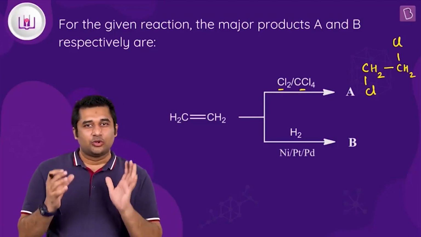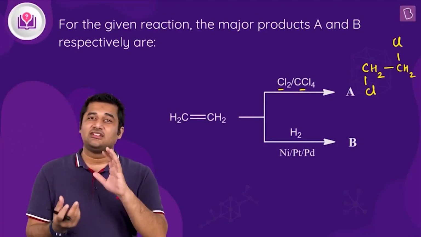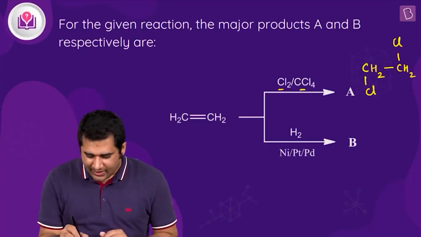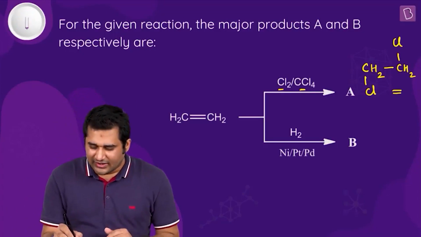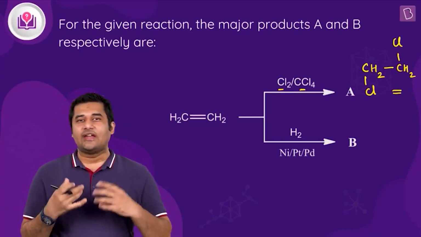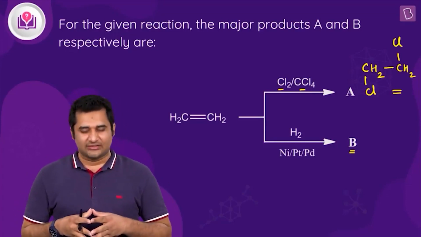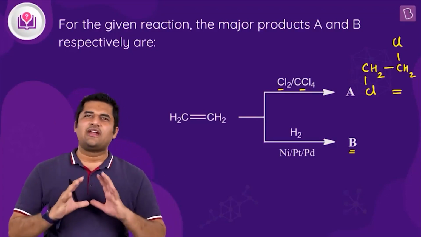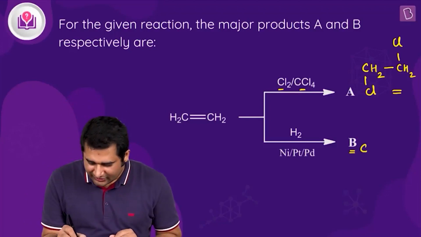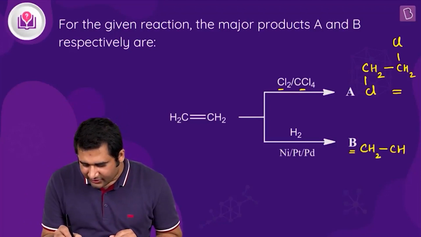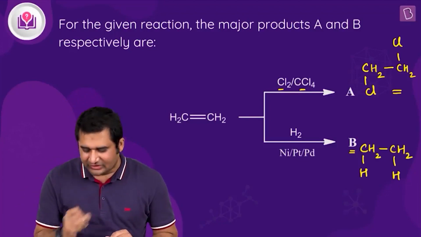That means the chlorines will attack from opposite sides. Let's say one chlorine is attacking from below the plane, then the other one will attack from above the plane. And this is the product for reaction A. That means the product A will be this particular molecule, which is 1,2-dichloroethane. Now moving to the reaction wherein product B is getting formed. So here it is simple hydrogenation in the presence of a catalyst, and we know this is a syn addition, which means in this case also the hydrogen gets added across this pi bond, but since it is syn addition, the addition will take place from the same side.